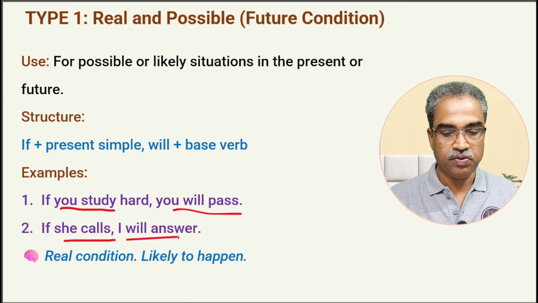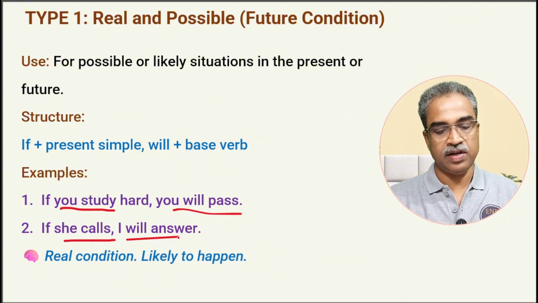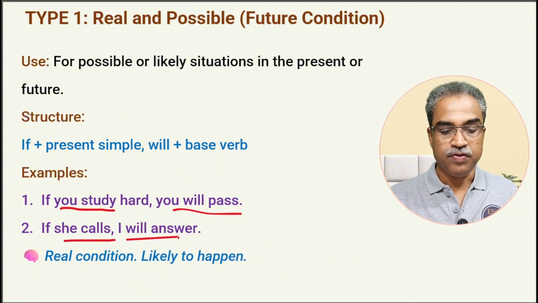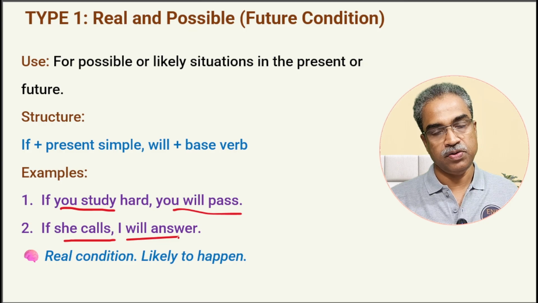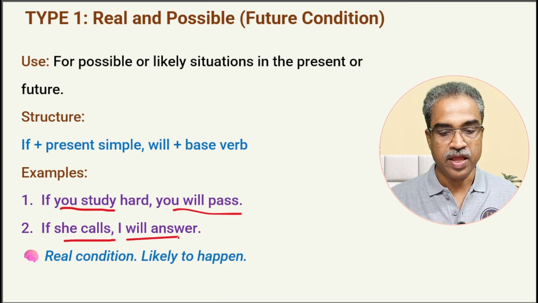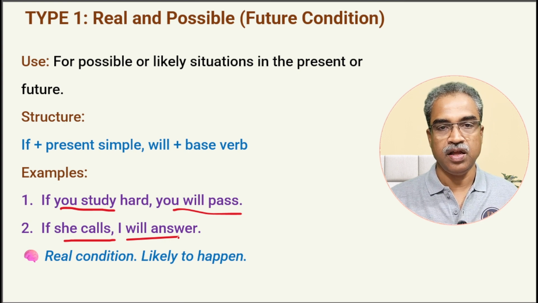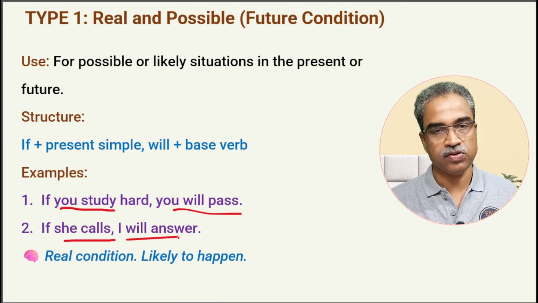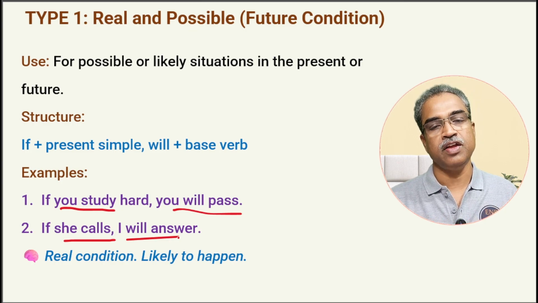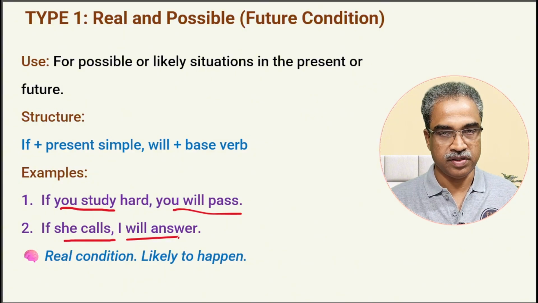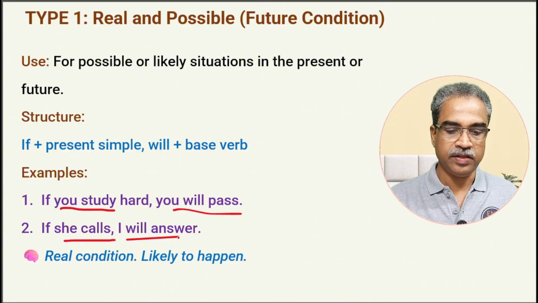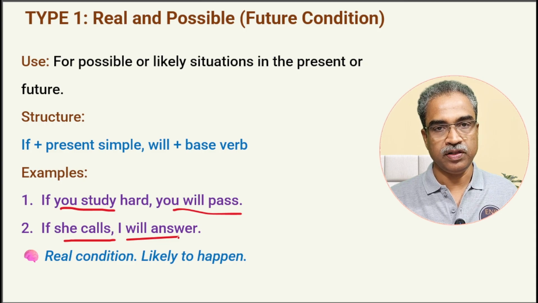Now you could also put this way. Let me also say this one. If you study hard, you will pass. You can put the main clause first and then the subordinate clause. So you could also say, you will pass if you study hard. I will answer if she calls. That's also correct. You can put the if clause in the beginning or after the main clause. Doesn't matter.